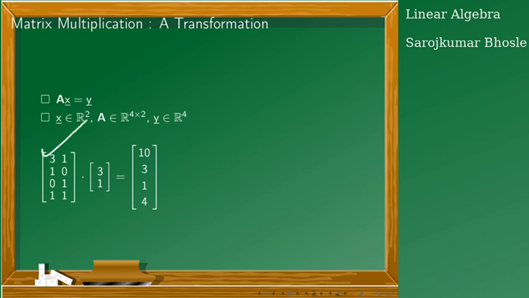So this is A, this is X, and this is Y. So we have A, we have X here, and we have Y here. So I think it is clear what a two-dimensional vector and a four-dimensional vector are.